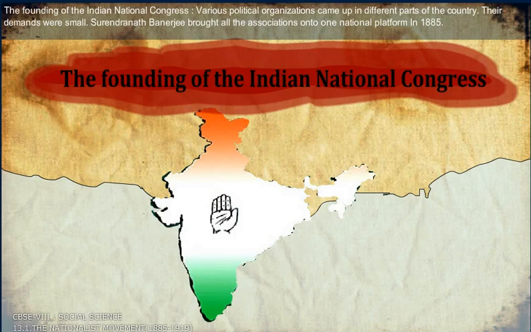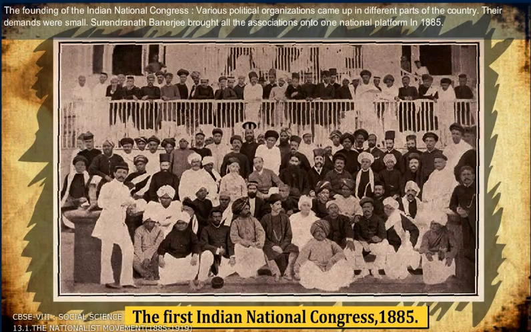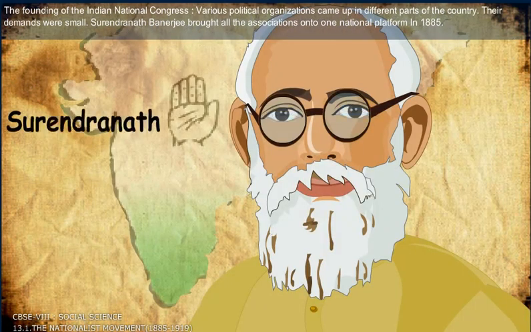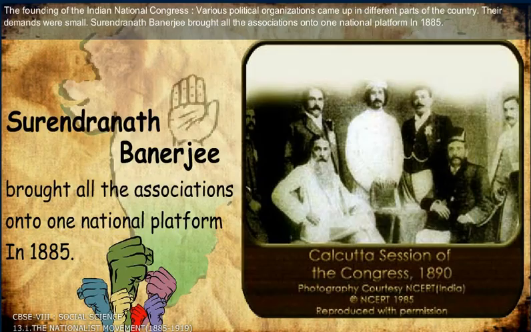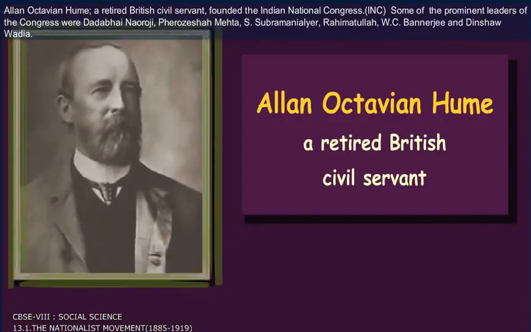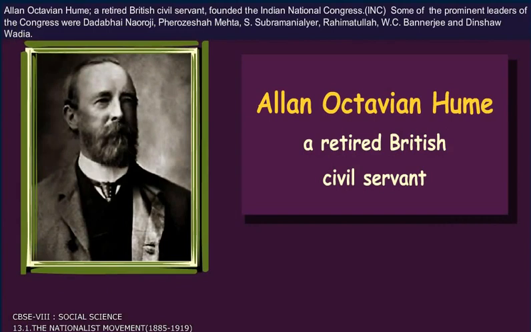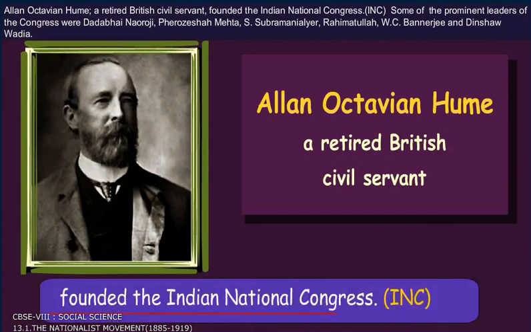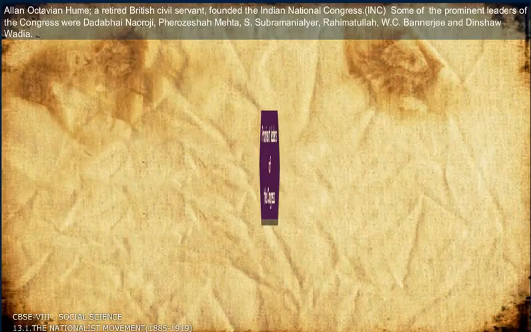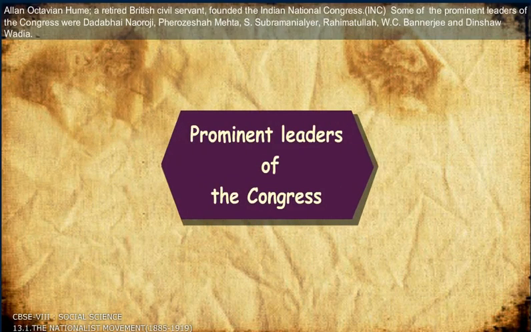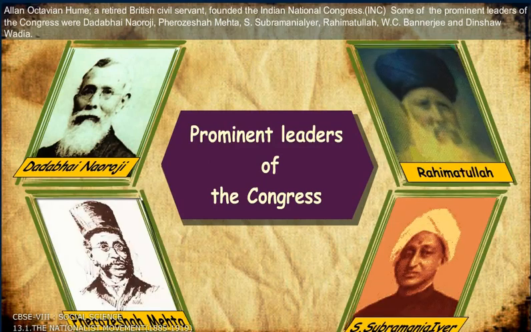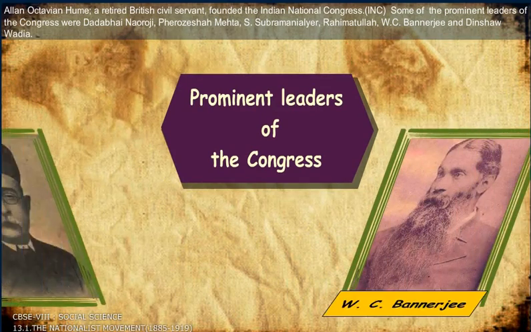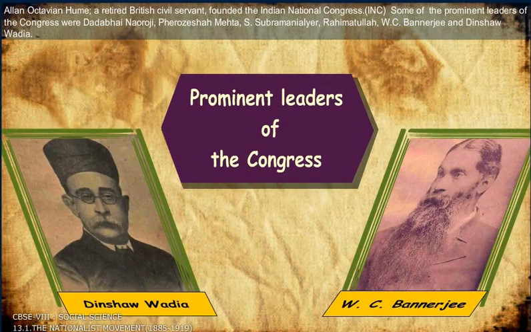The founding of the Indian National Congress. Various political organizations came up in different parts of the country. Their demands were small. Surendranath Banerjee brought all the associations onto one national platform. In 1885, Allan Octavian Hume, a retired British civil servant, founded the Indian National Congress, INC. Some of the prominent leaders of Congress were Dadabhai Naoroji, Firoz Shah Mehta, S. Subramania Iyer, Rahimatullah, W.C. Banerjee and Dinshaw Wacha.